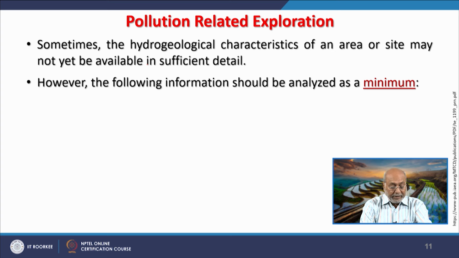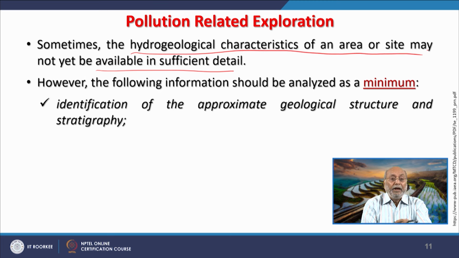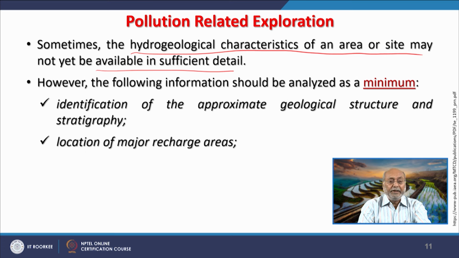As we have seen, what are the minimum requirements? The following information should be analyzed as a minimum. For a site, sufficient details like hydrological characteristics may be there. But if sufficient information is not available, then what is the minimum information required? First of all, we require identification of approximate geological structures and stratigraphy.